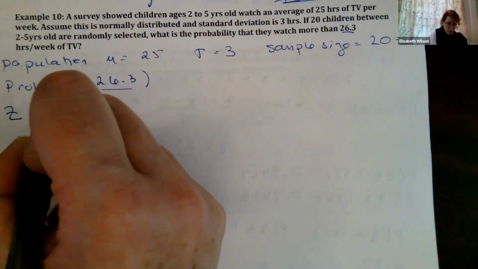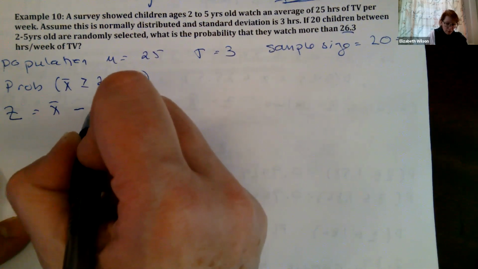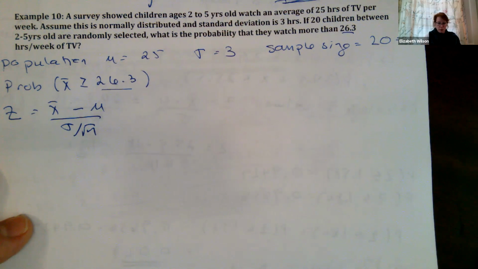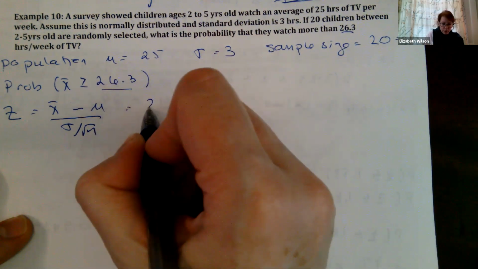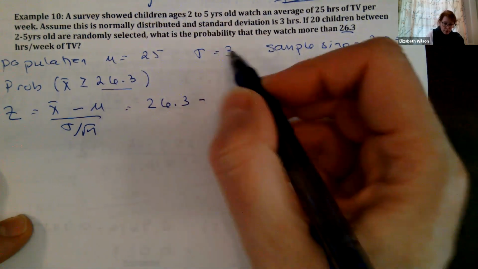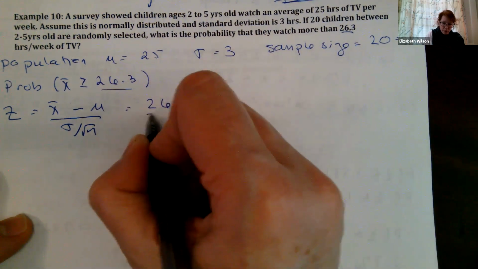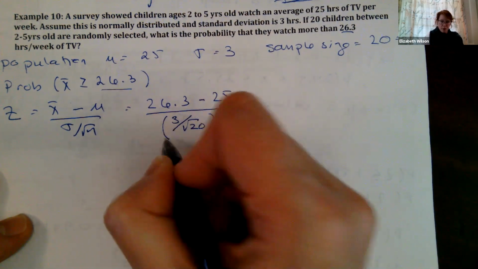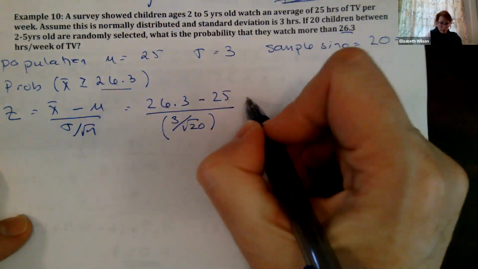So the first thing I'm going to do is calculate my z. My x bar minus mu, all over sigma over the square root of n, because we're going from population to sample size now. So this is 26.3 minus 25 all over, plugging things in, 3 divided by radical 20. I'll put this in parentheses just to keep us honest.